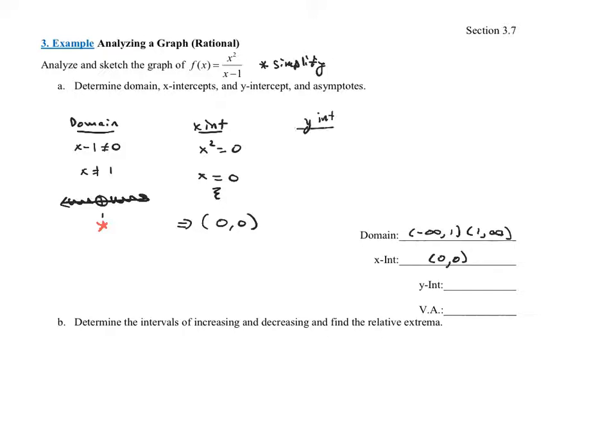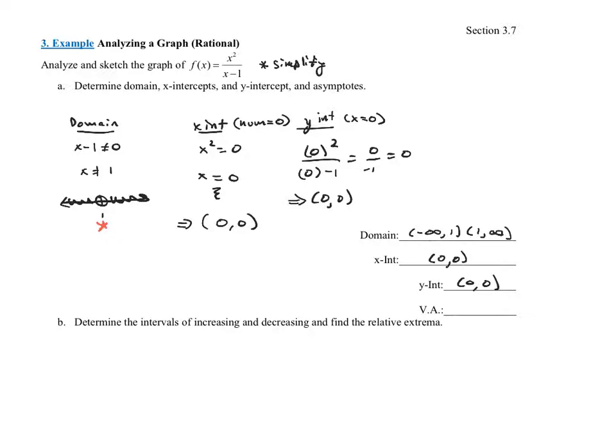A y-intercept occurs when x equals 0, and the x-intercept occurs when the numerator equals 0. So for the y-intercept, I'm going to plug in 0. I'd have 0 squared over 0 minus 1. So that'd be 0 over negative 1, which is 0. So that tells me my y-intercept is also the point 0, 0.